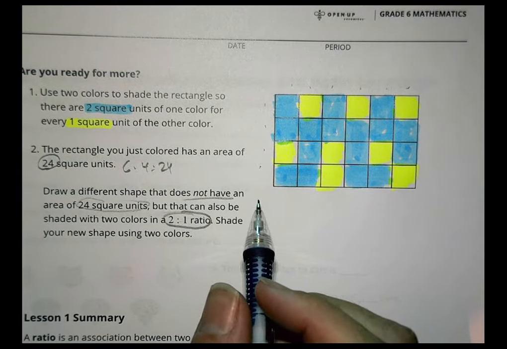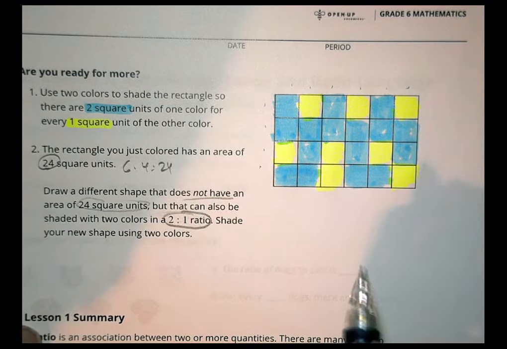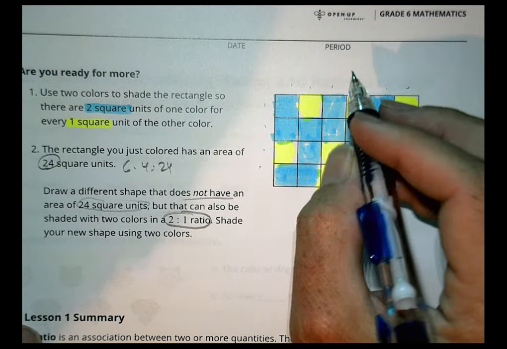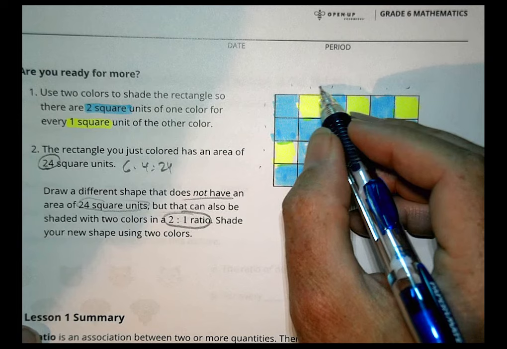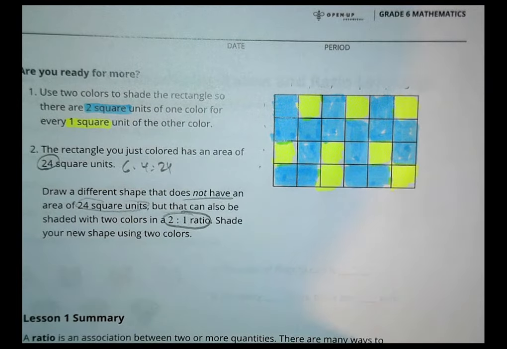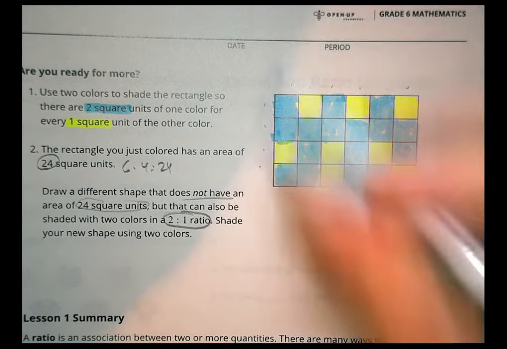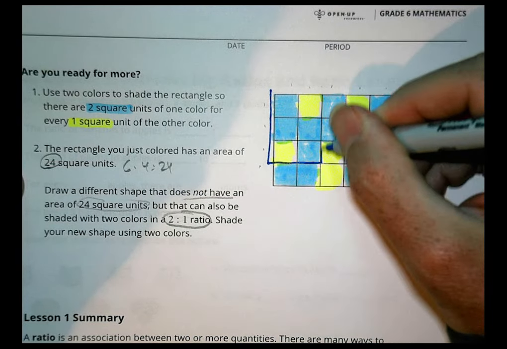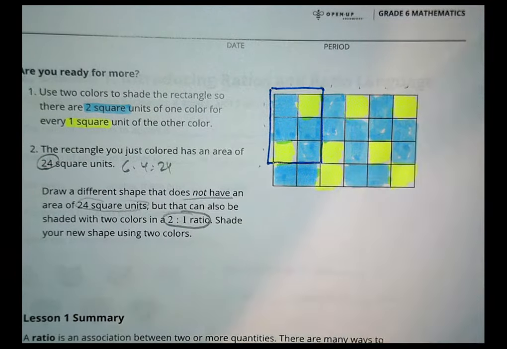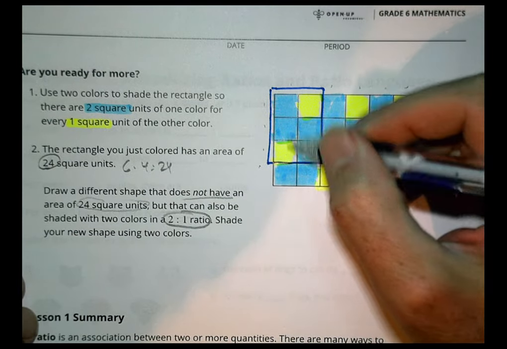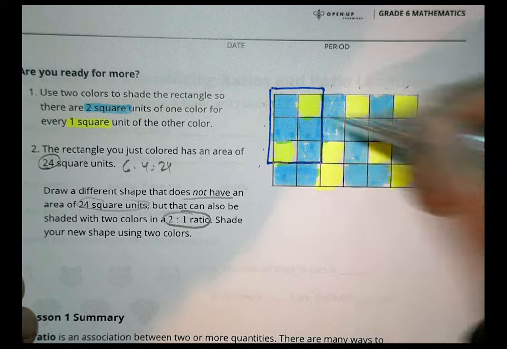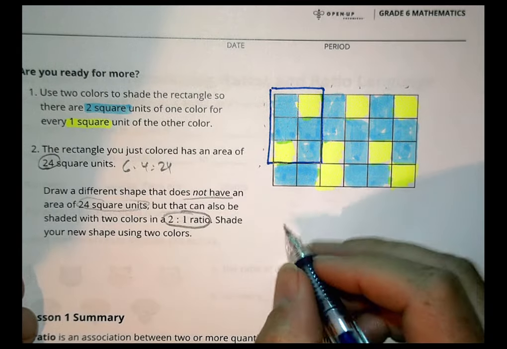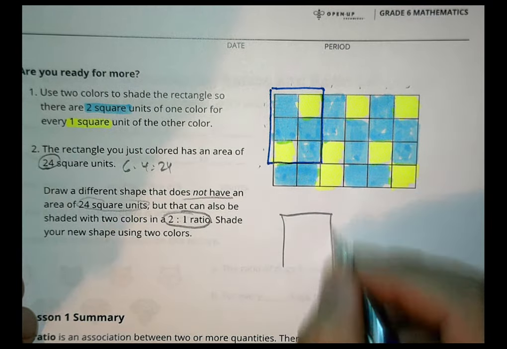Now, in order to do that, I have to think about the ratio a little bit, right? Because if I look at just, for example, this space right here, let me just kind of circle that for you. Let's say I just cut out this section right here. If I cut out that section, I have a ratio of 2 blue for 1 yellow, 2 blue for 1 yellow, right?